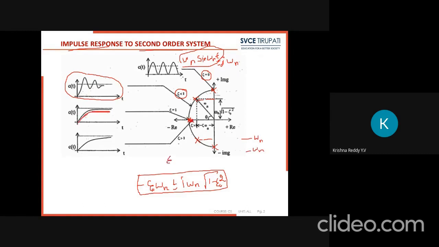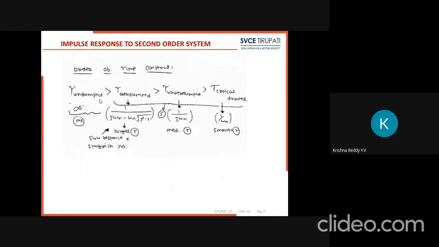When zeta is greater than 1, we get the roots minus zeta omega n plus or minus omega n into square root of zeta square minus 1. One root is located here, another root is located here. Then the time response of the system is like this for an overdamped system. Similarly, we now see the second order system subjected to step input. This is the order of the time constants for the impulse response.